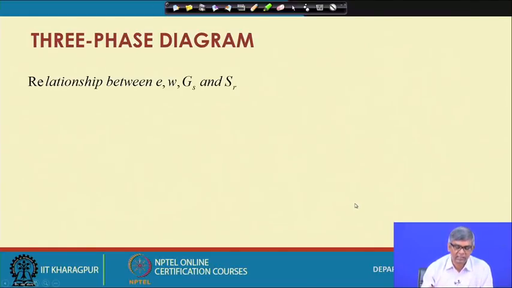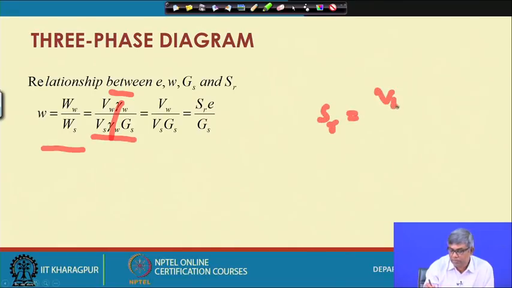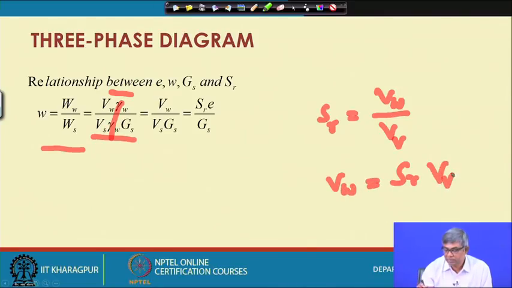Relationship between void ratio, water content, specific gravity, and degree of saturation. By definition, water content is WW by WS, and WW can be written as VW into gamma W, and WS can be written as VS gamma W Gs. Gamma W gets cancelled, so it becomes VW divided by VS Gs. VW can be written in terms of Sr and void ratio. Sr is the volume of water by volume of voids, so VW can be written as Sr into VV.